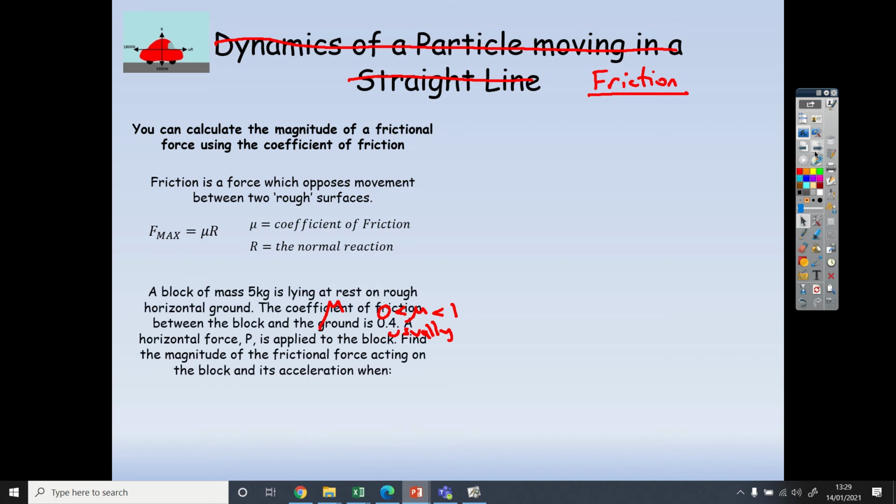Okay, right, let's see an example then, so you can see what I'm talking about. All this stuff here can go into a picture. A block of mass 5 kilograms is at rest on rough ground. Rough is indicating to you that we're going to use friction. The coefficient of friction between the block and the ground is 0.4. A horizontal force is applied to the block. Find the magnitude of the frictional force when the force is this particular value: 10 newtons, 19.6, and 30.